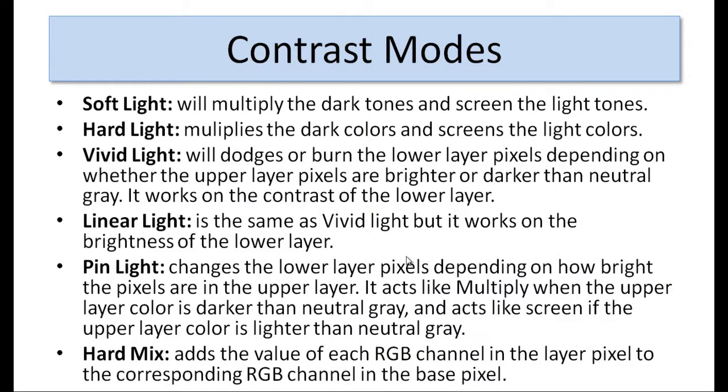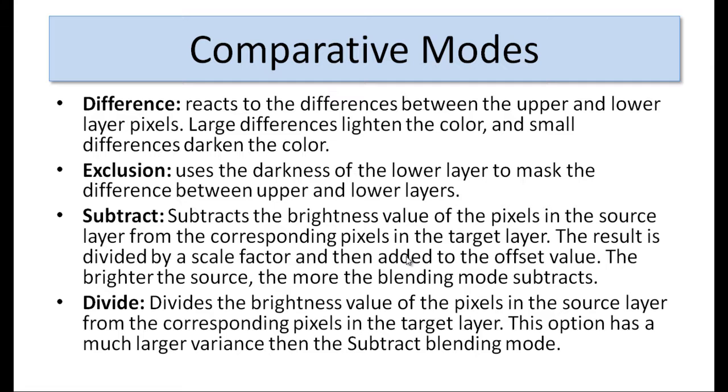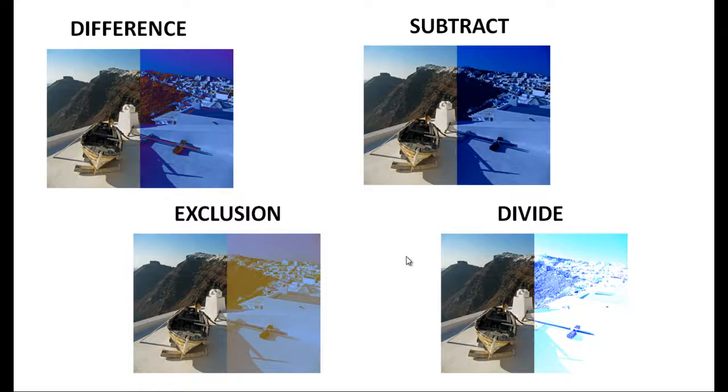Contrast modes: soft light, hard light, vivid light, linear light, pin light, and hard mix, and that's pretty self-explanatory. They increase the contrast of your final result, of your result color. Let's have a look over here at the different images and how they work with the blending modes. And then the comparative modes use the difference between the two layers to determine how the final result is going to look. Difference, exclusion, subtract, and divide blending modes are the ones in this category. And you can have a look at those different images. As I said, this category is not used that much.